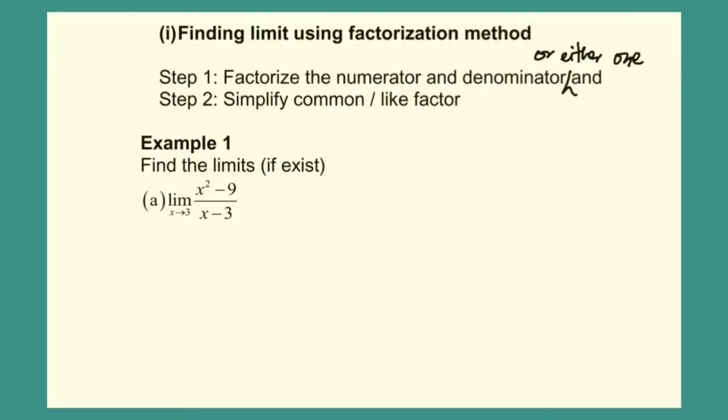For factorization method, we have two steps to find limit. First step is factorize the numerator and denominator or either one. The second step is simplify the common factor.